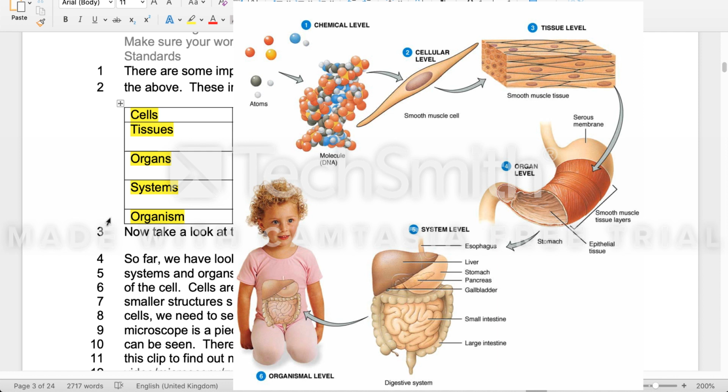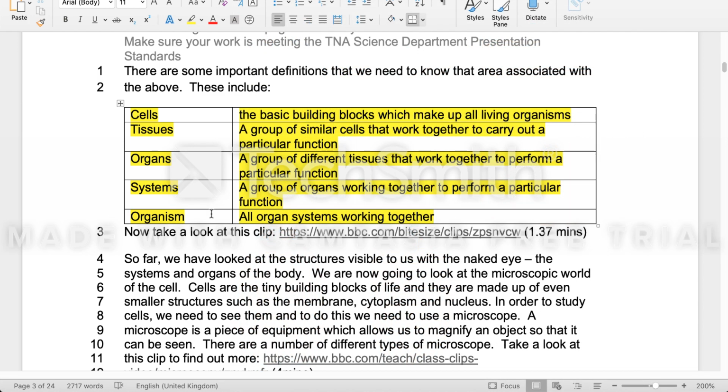But all the organs in your digestive system work towards a particular function, and that's to process and digest your food. Okay, and the organism that we're looking at is all these different organ systems working together. So now you have your circulatory system, your digestive system, your respiratory system, all these different systems working together to keep this organism alive. Because if you didn't have any one of your organ systems, you wouldn't be able to survive, because each one of your organ systems is responsible for doing a particular sort of life process.